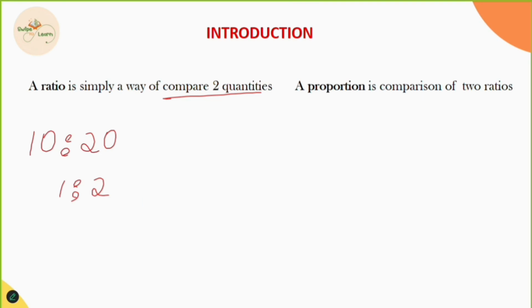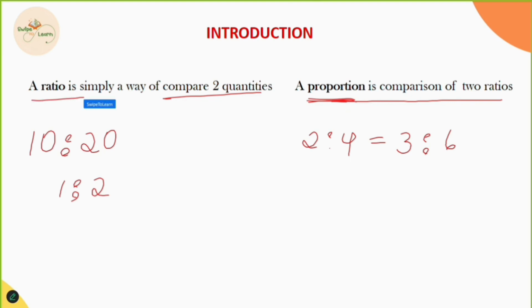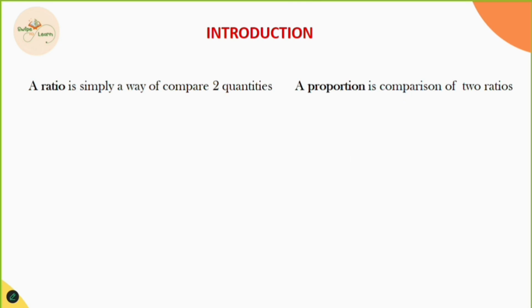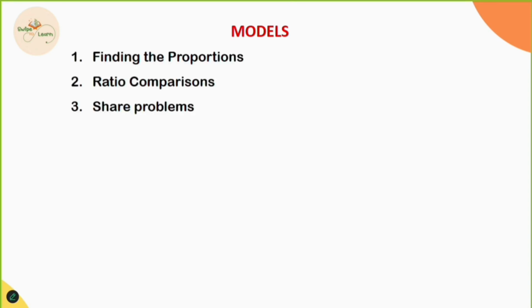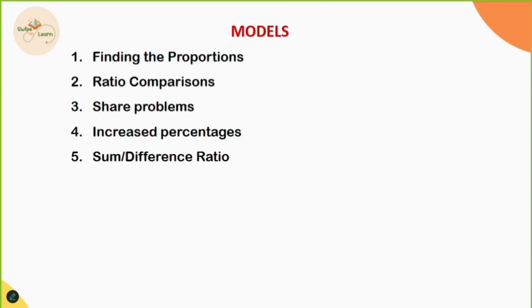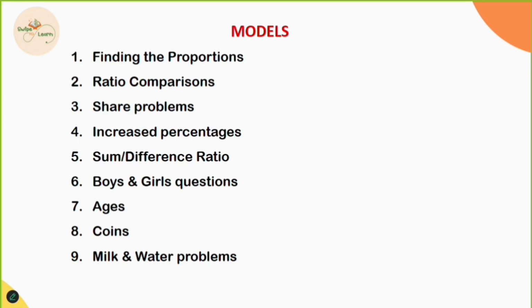A proportion is a comparison of two ratios. For instance, if I say that 2 is to 4 equals 3 is to 6, then we say that we are dealing with proportions. So it is essential to know what a ratio is and what a proportion is. There are different types of ratio and proportion problems: finding the proportions, comparisons, share problems, increased percentages, the sum or difference ratio, boys and girls, ages, coins, milk and water problems.